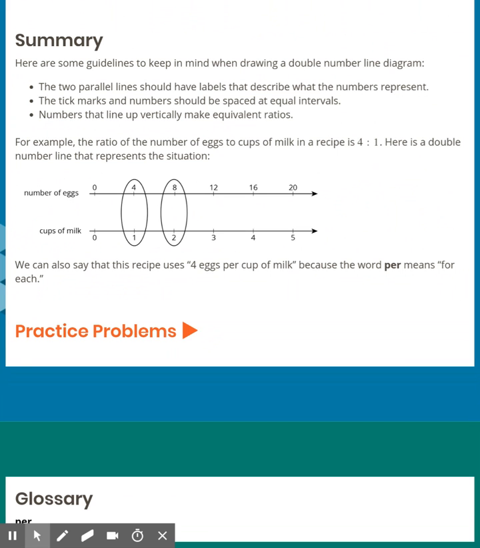And the cool down uses the cats again, but it uses double number lines and triple number lines this time instead of the discrete diagrams that were used previously.